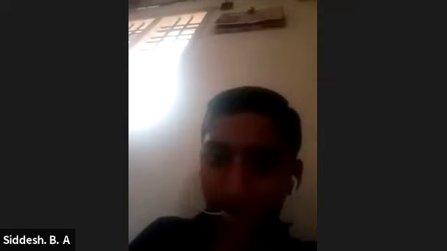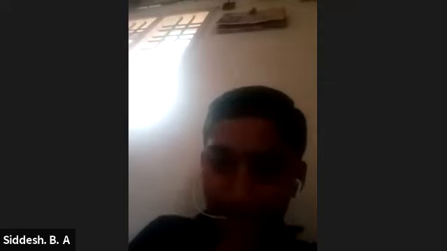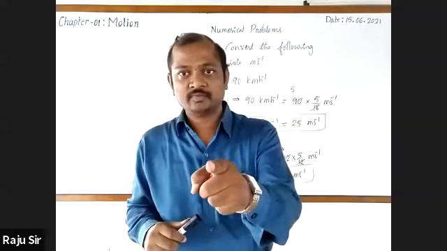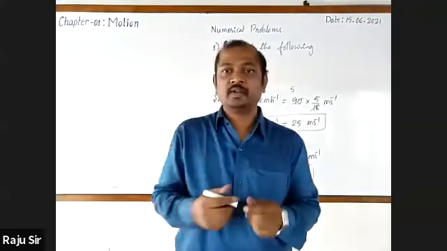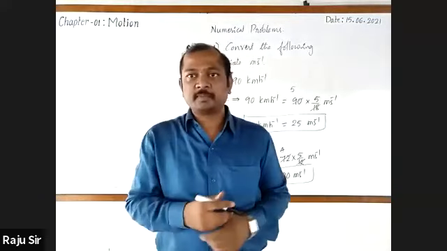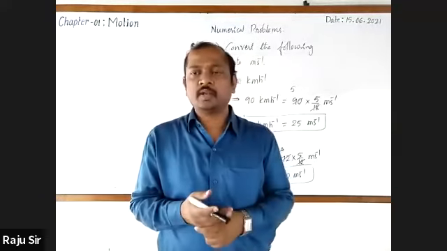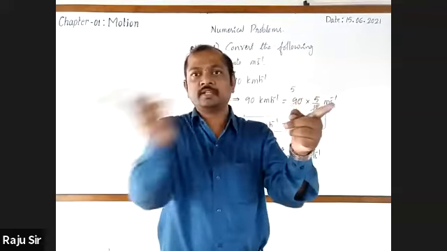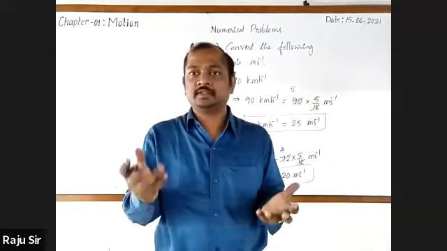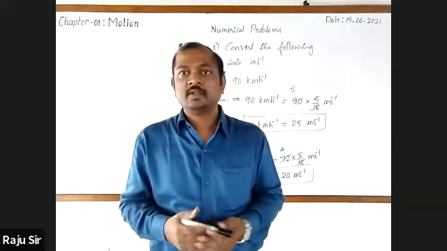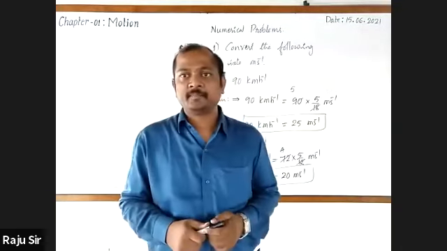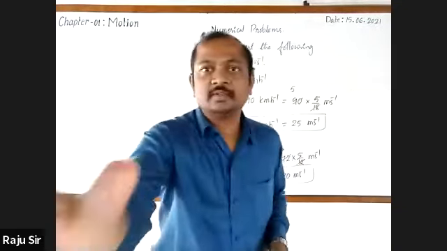I expect it from Yashwant. 30 meter per second. Yes, very good. See, 108 when you divide this by 18, 18 sixes are 108. Then into 5, 6 fives are 30. 30 meter per second. Shamita, okay?